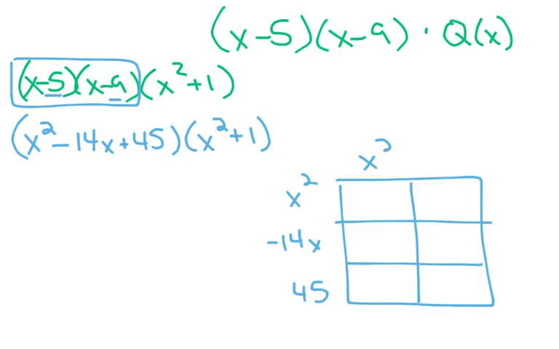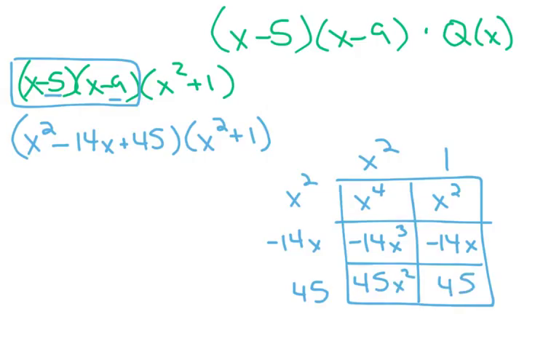And then I've got x squared and 1. So x to the fourth, x squared. Negative 14x to the third, negative 14x. 45x squared and 45. Notice that my like terms are not necessarily on the diagonal, so be careful.